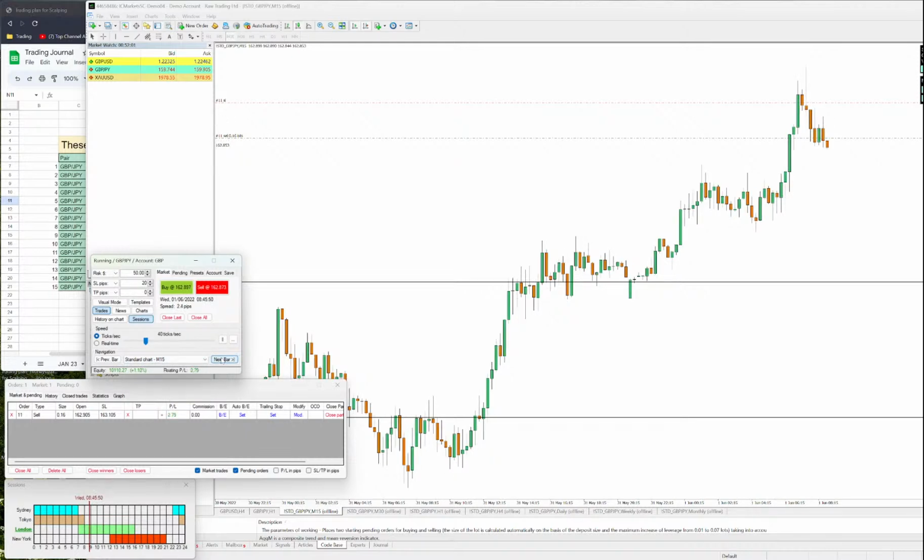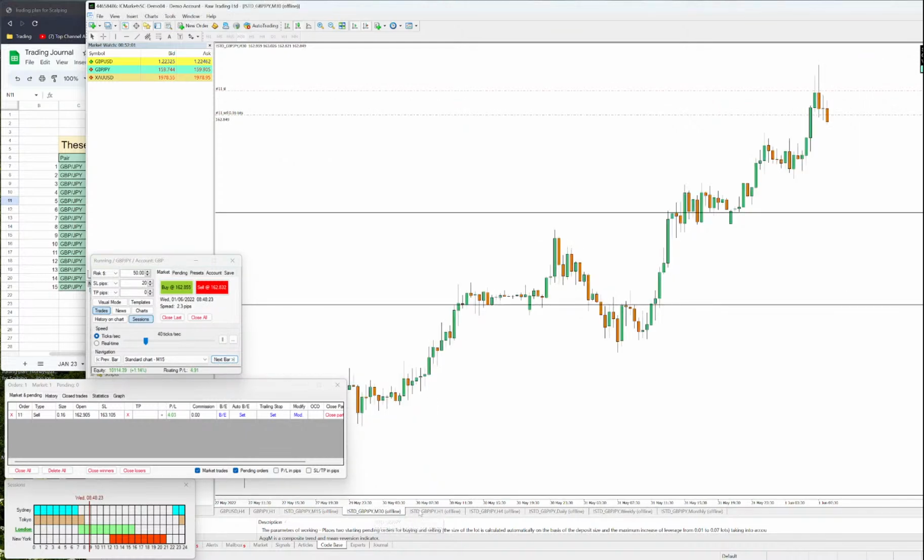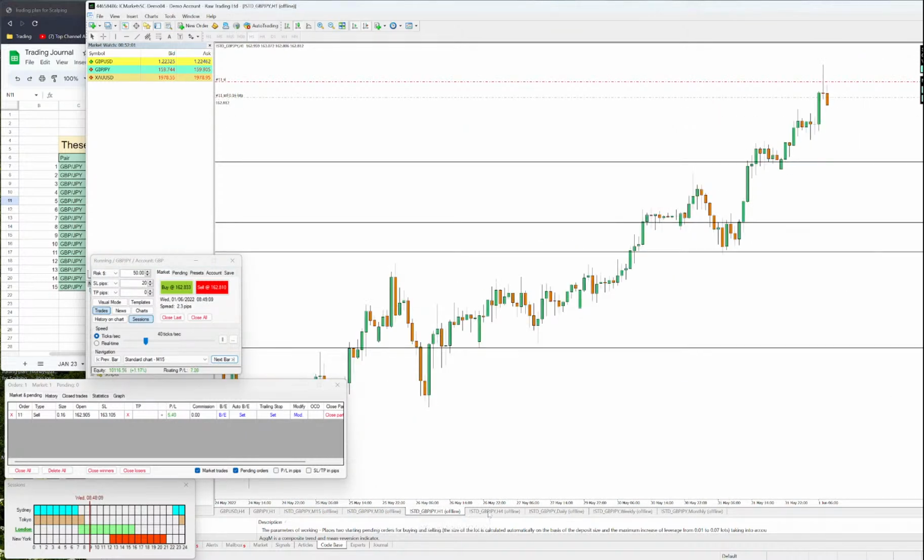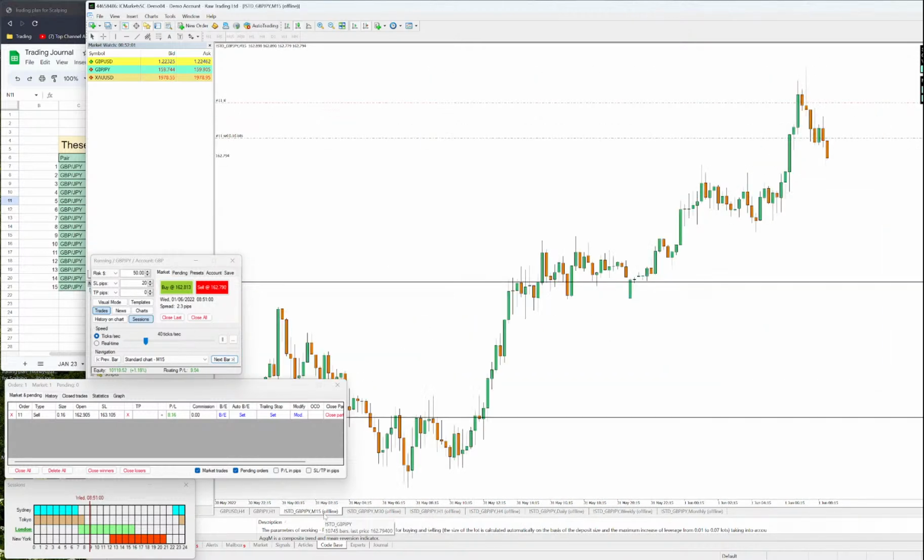You know, maybe I can re-enter. Should I re-enter or not? Because we're showing nice signs of rejection. 1 hour is moving up nicely finally. 30-minute, 15-minute. Let's see.